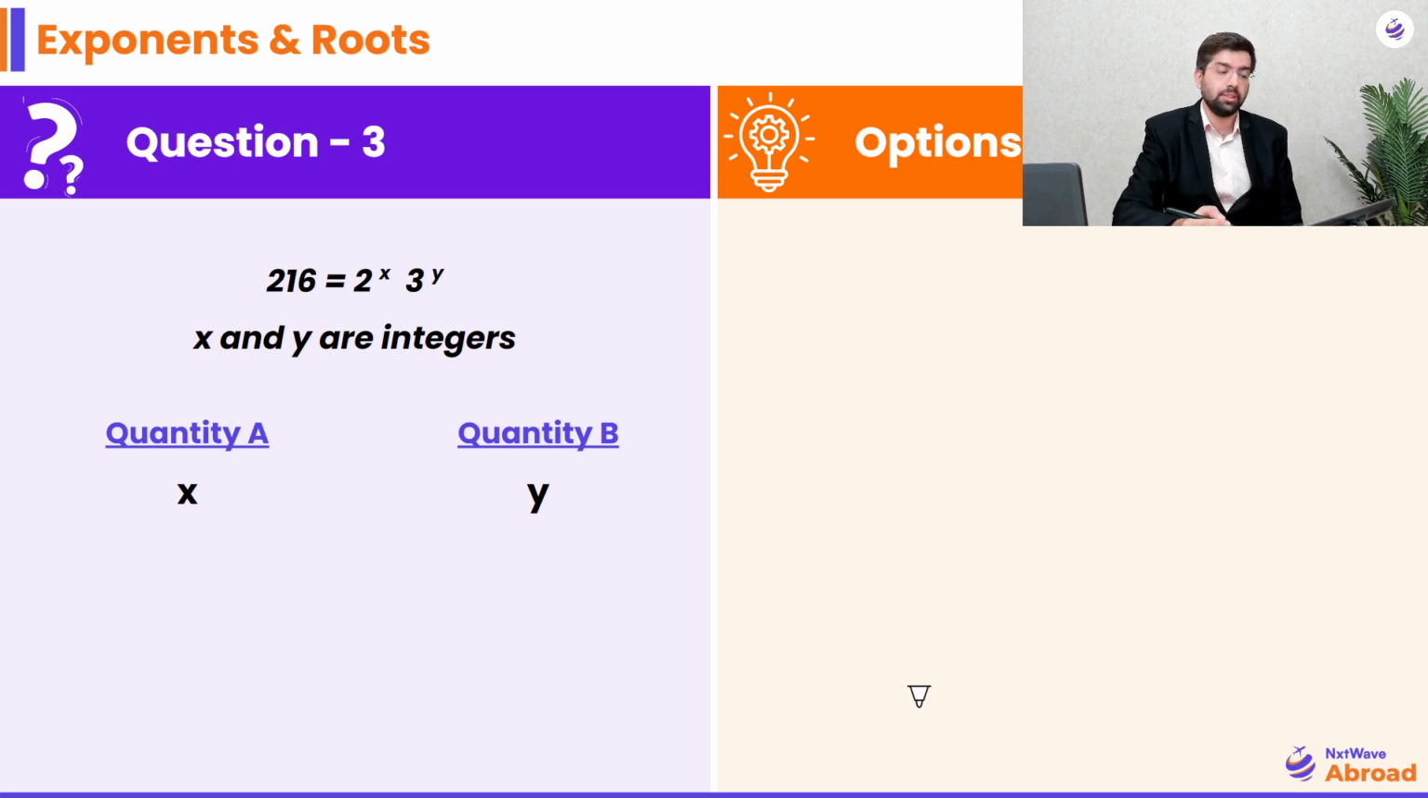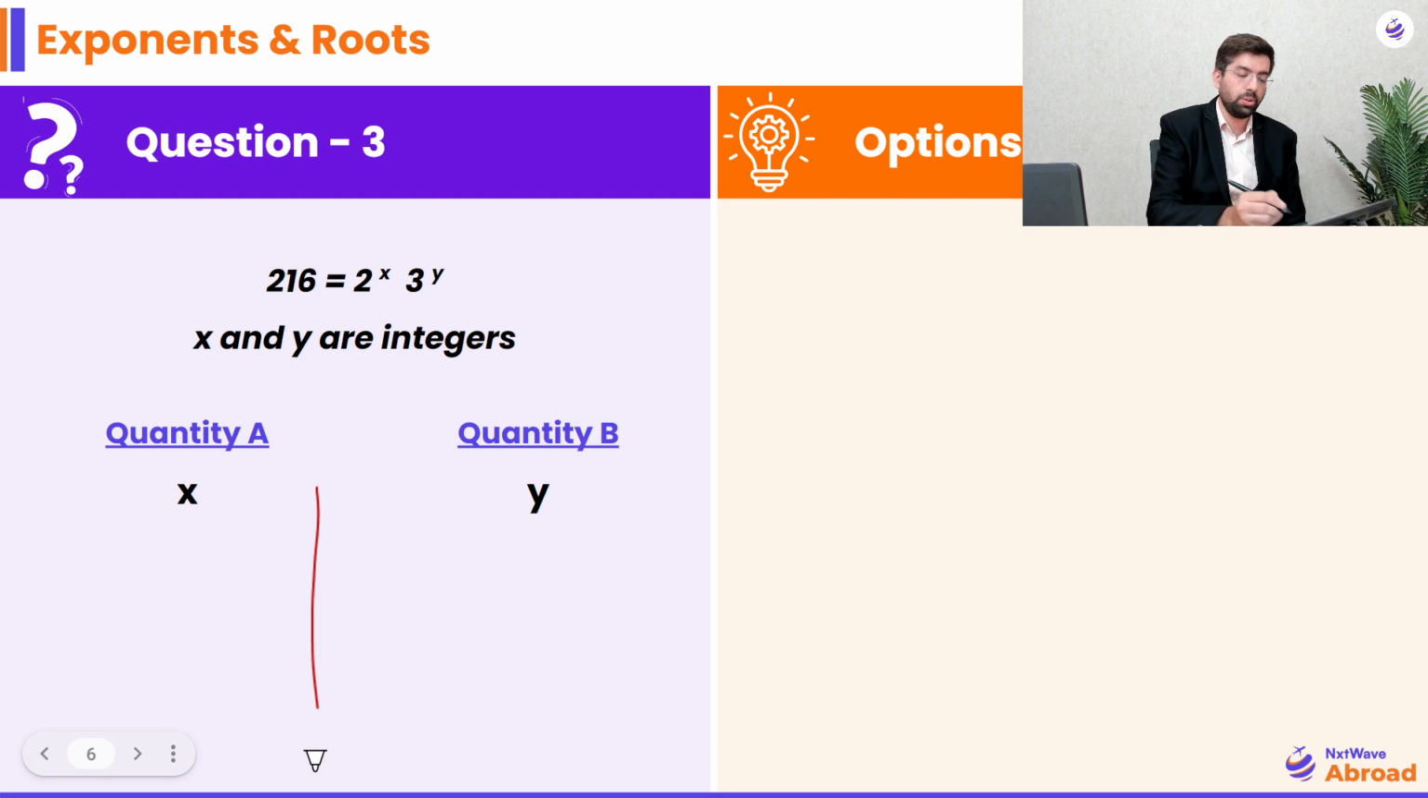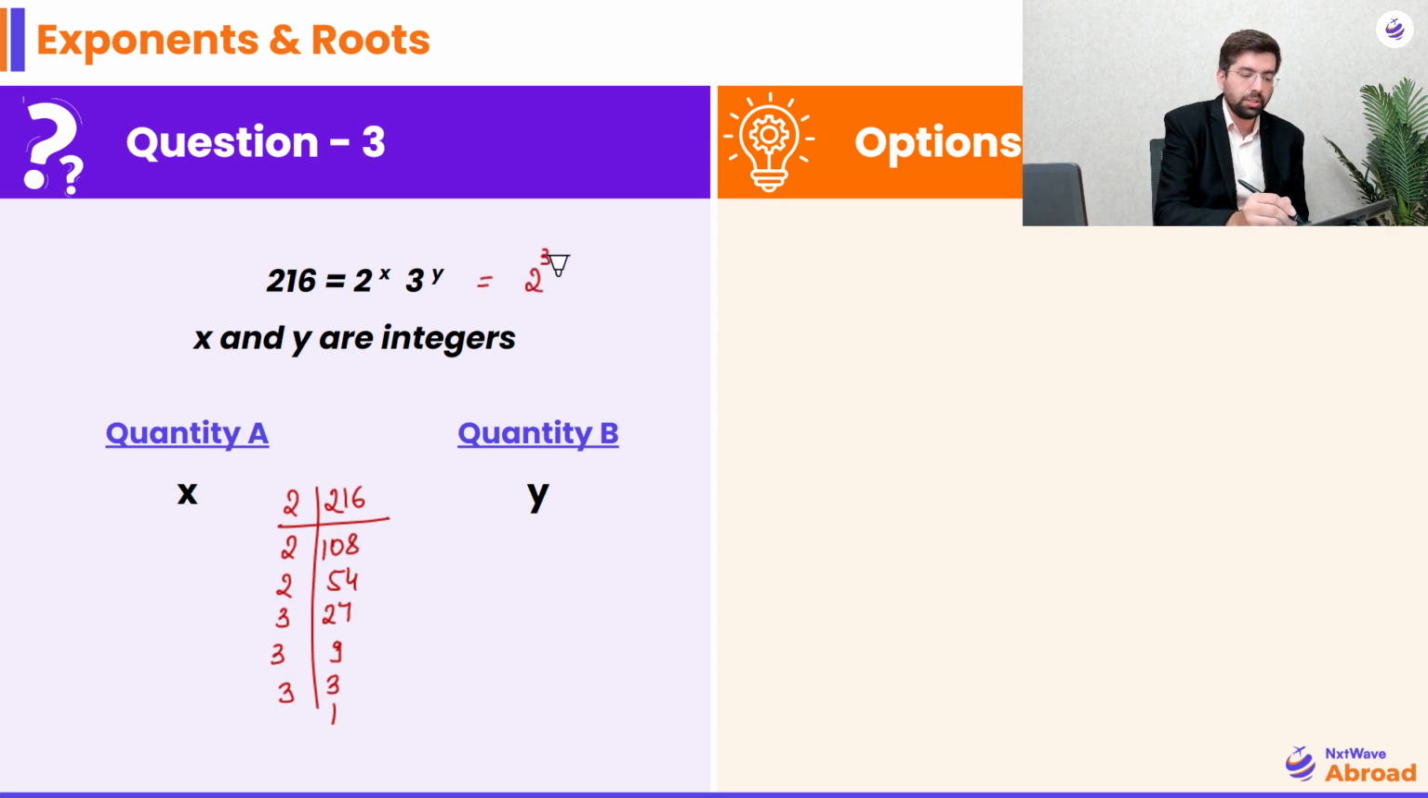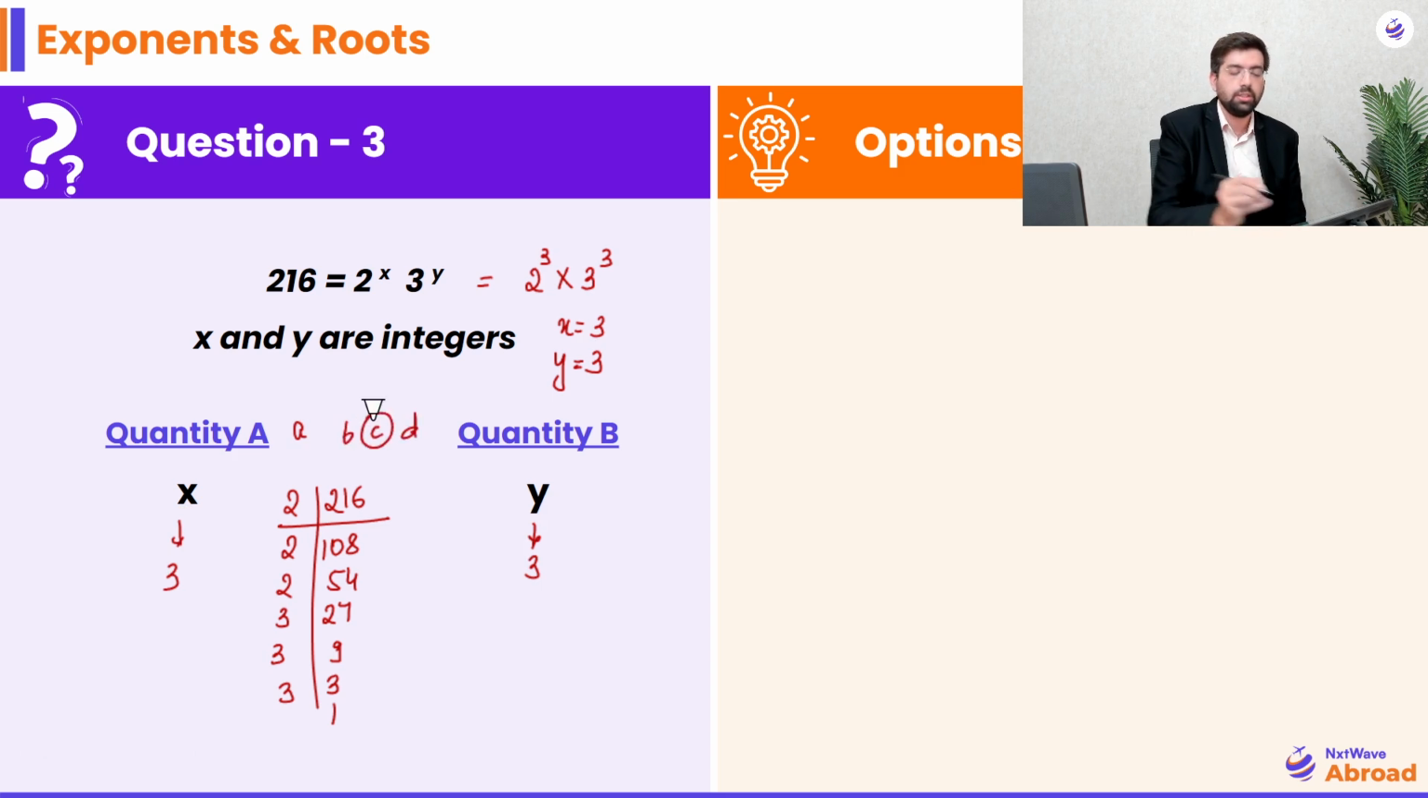216 is equal to 2 raised to power x into 3 raised to power y. So the first thing that you should do is just break down 216 and express in the bases of 2 and 3. So 2, 108, 2, 54, 2, 27, 3, 9, 3, 3, and then 3, 1. So that means 216 can be written as 2 raised to power 3 into 3 raised to power 3. Just comparing the bases and the powers, we get x as 3 and y as 3, which means both quantities a and b are equal, and therefore the answer would be C.